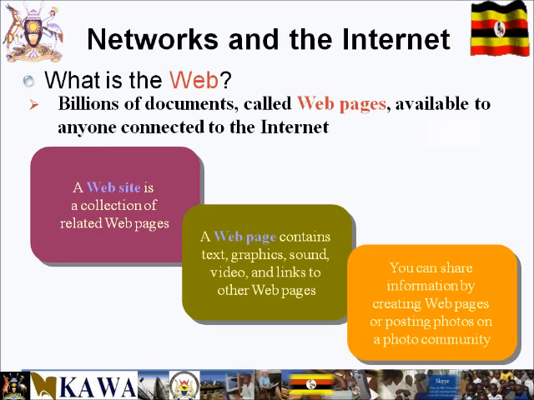And then what is the web? So the web may refer to the billions of documents called web pages available to anyone connected to the internet. So a website is a collection of related pages. A web page contains text, graphics, sound, video, and links to other pages. You can share information by creating web pages or posting photos.